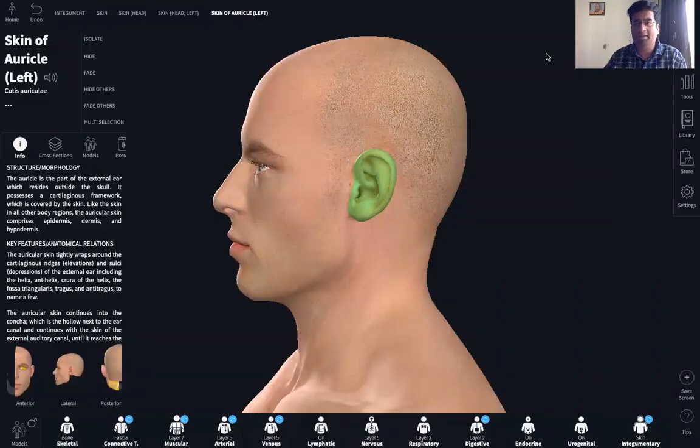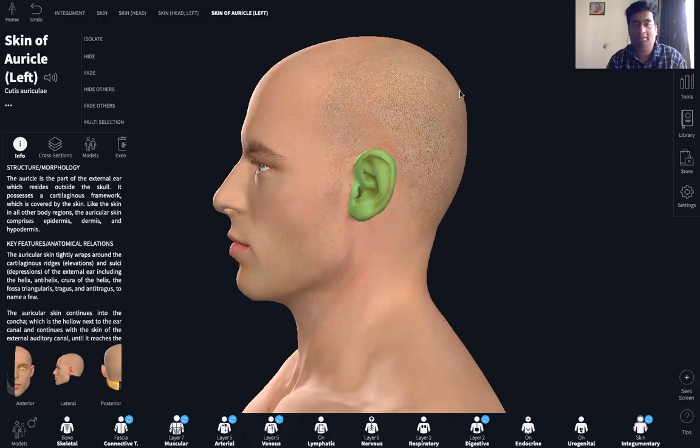The human ear may appear to be a very simple structure from outside, but internally there are a lot of structures, there are a lot of parts of the human ear. Overall, the human ear is divided into three sections: the outer ear, the middle ear, and the inner ear.